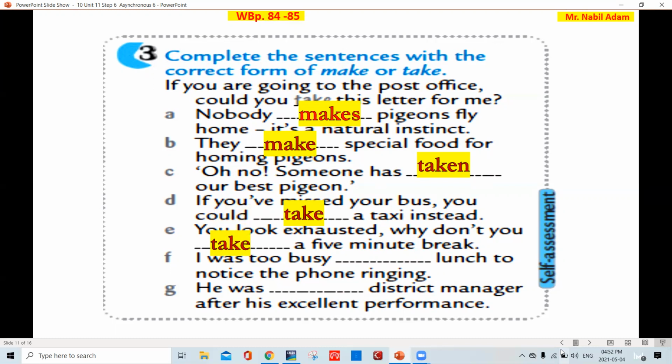I was too busy lunch to notice the phone ringing. I was too busy making lunch. After busy, we use verb plus ing. He was district manager after his excellent performance. He was made. Passive here, was or were plus past participle.